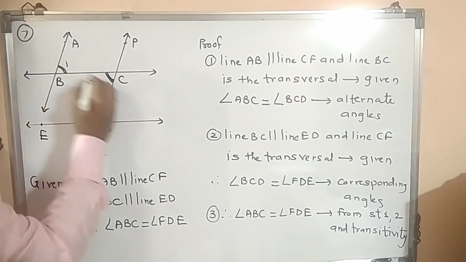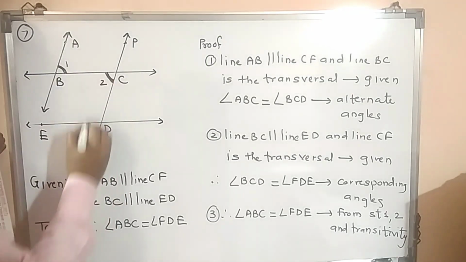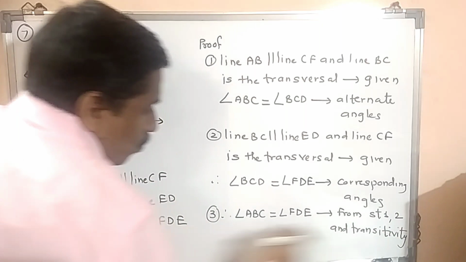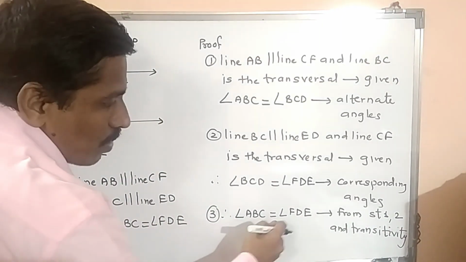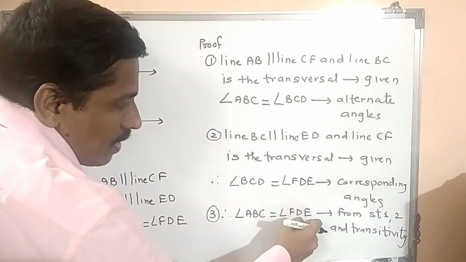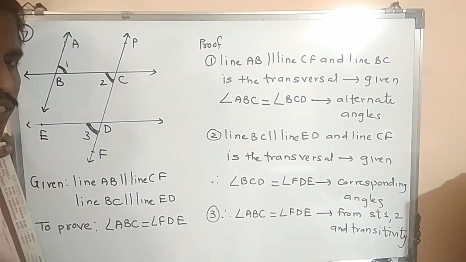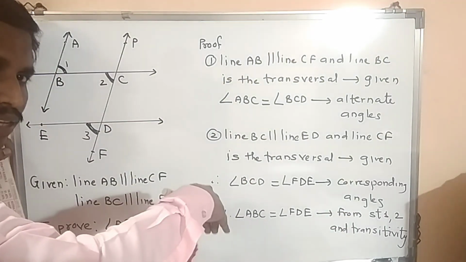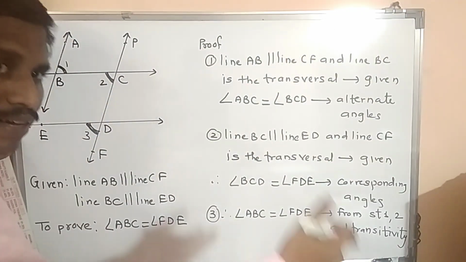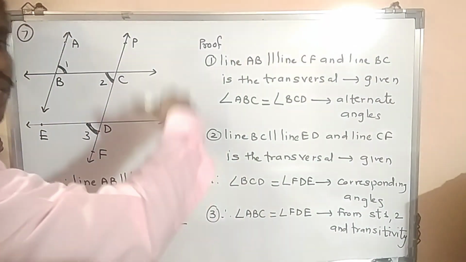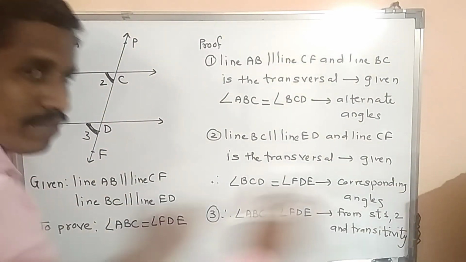This is the first angle congruent to second angle, and second angle is congruent to third angle. So from statements 1 and 2, angle ABC is equal to angle FDE, from statements 1, 2 and transitivity. What is transitivity? When the first angle is congruent to the second angle and the second angle is congruent to the third angle, then the first angle is congruent to the third angle.